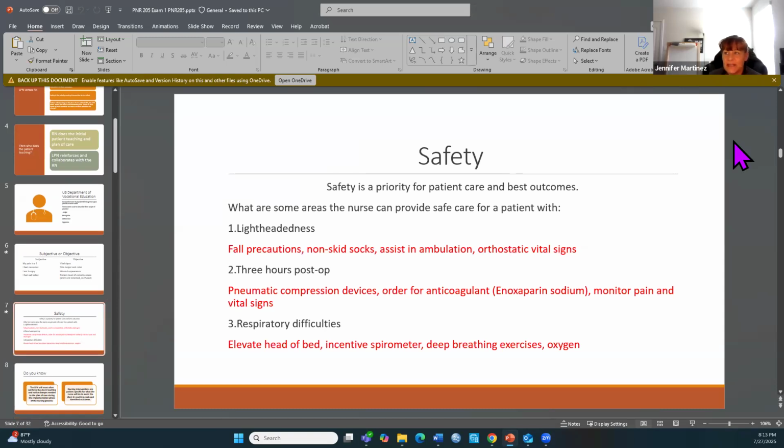We look at safety, right? We know safety is a huge concern for our patient care and best outcomes.